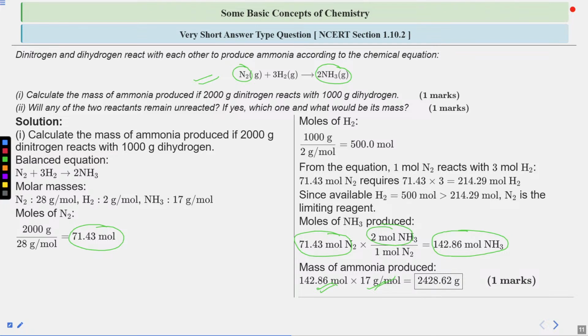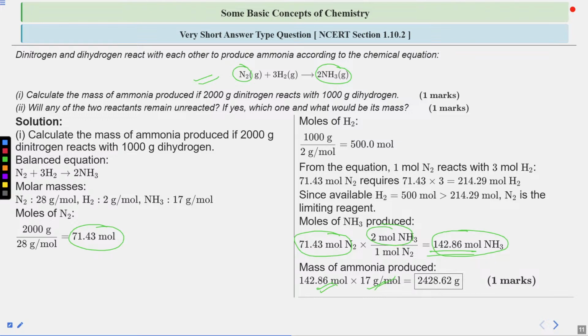Okay. Now, if we know the number of moles, we can calculate the mass by simply multiplying 142.86 with 17. So 17 is the molar mass. We know the formula: number of moles equal to given mass by molar mass. So given mass equal to molar mass into number of moles. Here we can clearly say that this is the given mass.